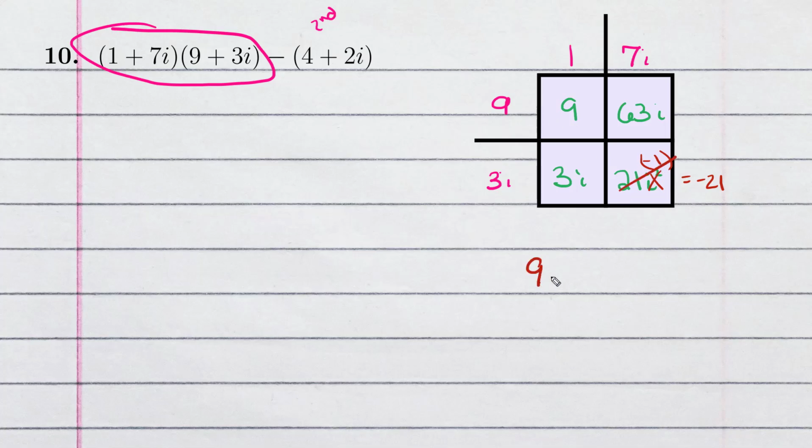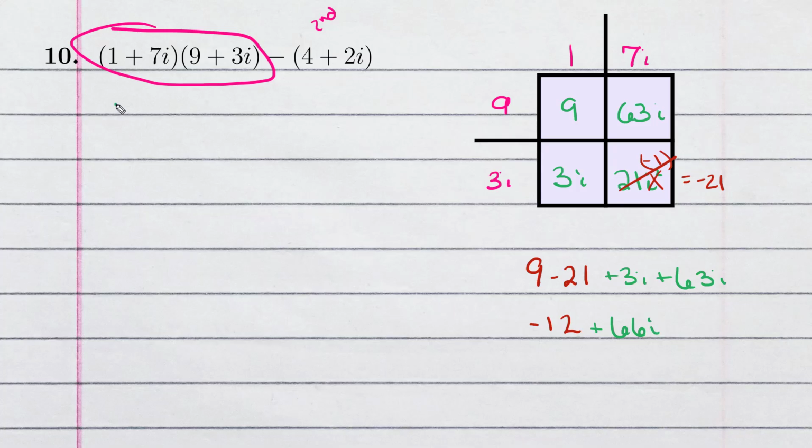So we have 9 minus 21 and a positive 3i and a positive 63i. So when we do 9 minus 21, that gives us 12, and it would be negative because the 21 is the larger of the two numbers in magnitude. And then we have our 3 plus 63, and that gives us 66i.